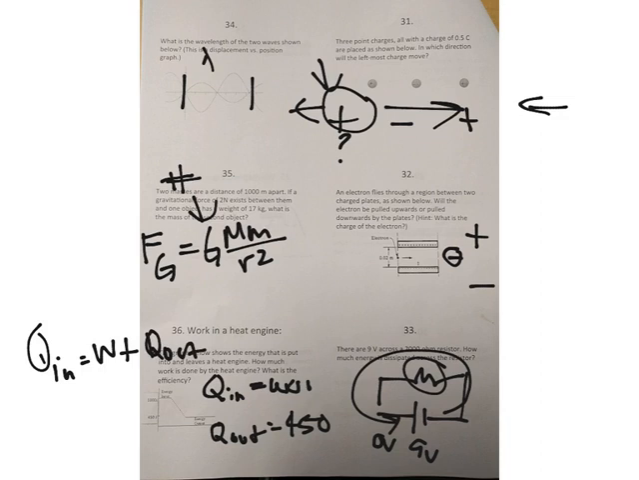And then there's 2 efficiency equations. Either one would work, which could either be work over the input, or also equal to 1 minus the Q out over the Q in.